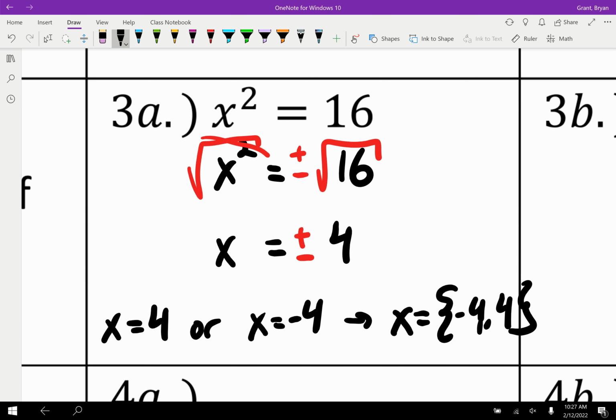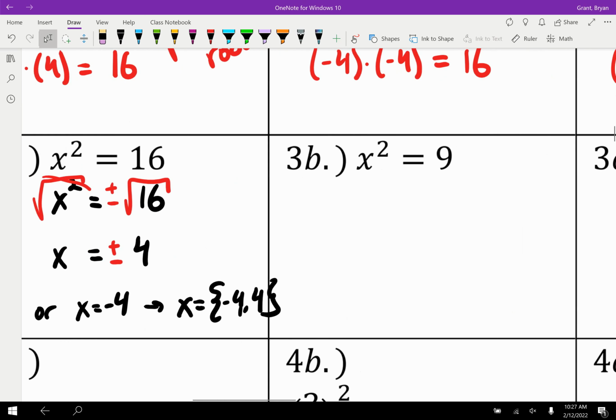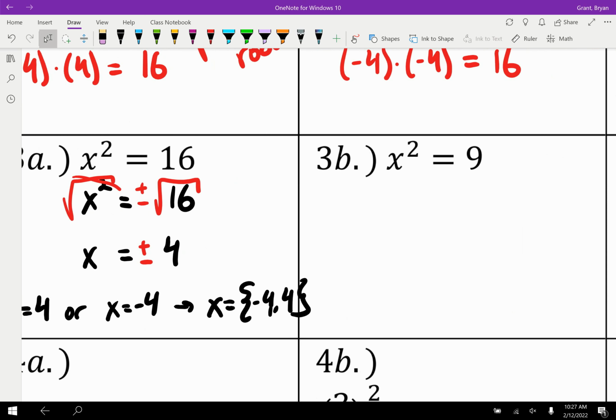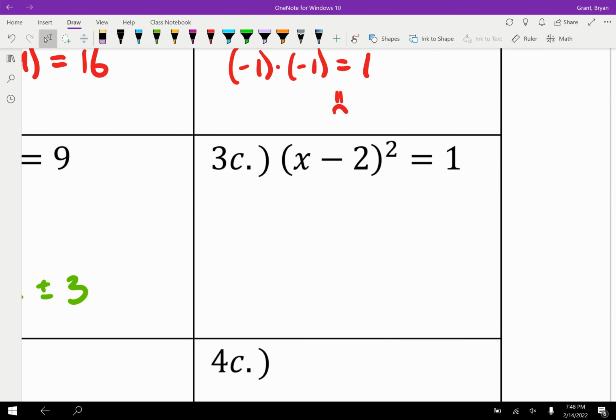So why don't you go ahead and try 3b, finding both answers, and then we'll do 3c together, because there's a bit of an issue with 3c. So try 3b, and once you're done, unpause, and we'll come back together. Alright, hopefully for 3b you got x equals plus minus 3, the same way we did on a. Now let's move to c, and c is particularly tricky.